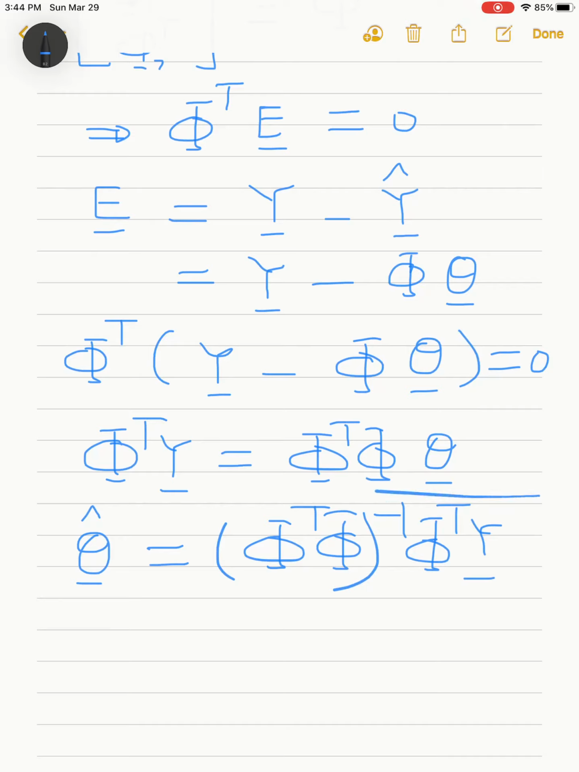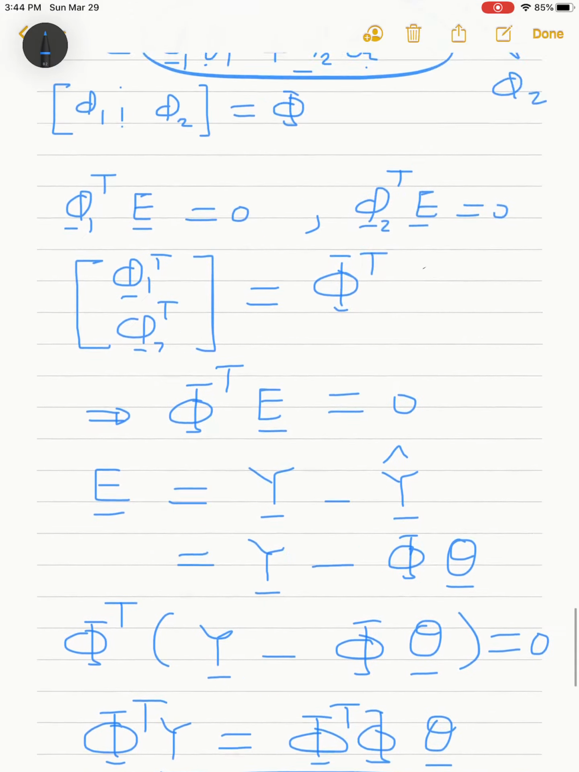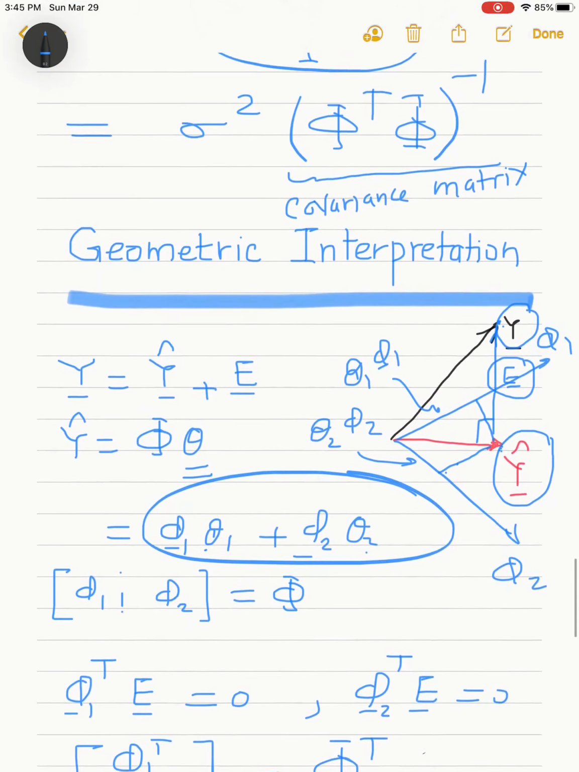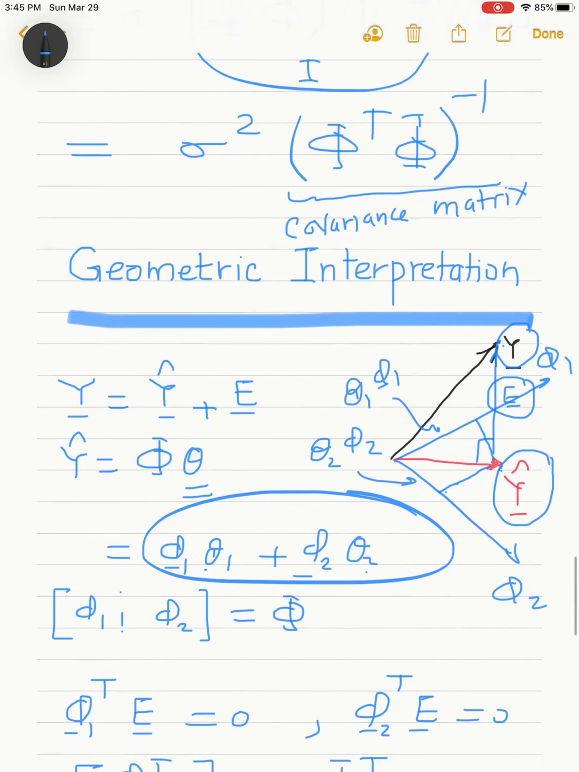This is of course the same answer that we have shown before. So this is the geometrical interpretation of the least squares. It tries to find the values of theta 1 and theta 2, the estimated values, such that the error vector would be perpendicular on the plane that would include the basis function, which are the columns of the matrix phi, and include the computed value of y.